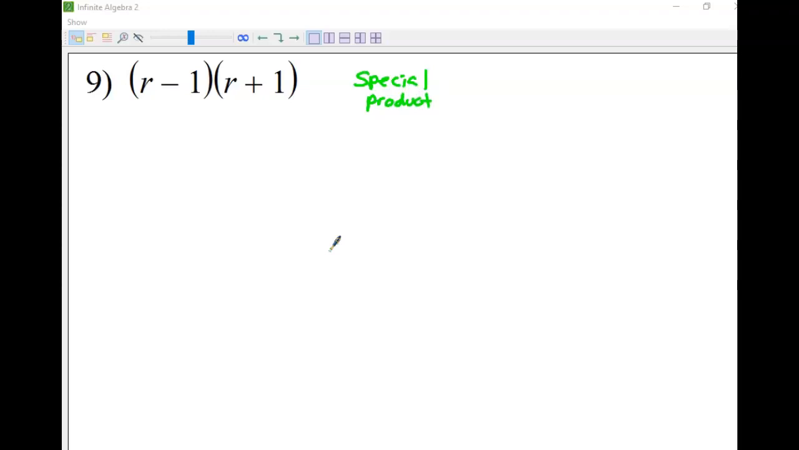When you have 2 of the same thing, but one's minus, one's plus, all you do is you multiply the 2 first numbers, and you multiply the last 2 numbers. There you go. Much easier. Or you just square. Yeah. So it's a special product.